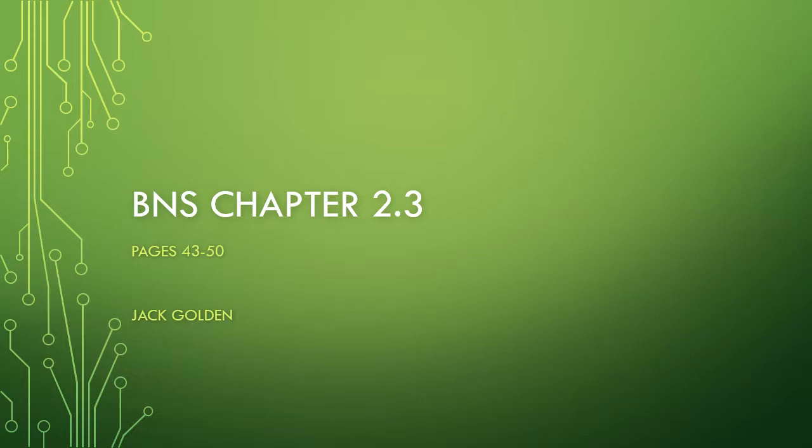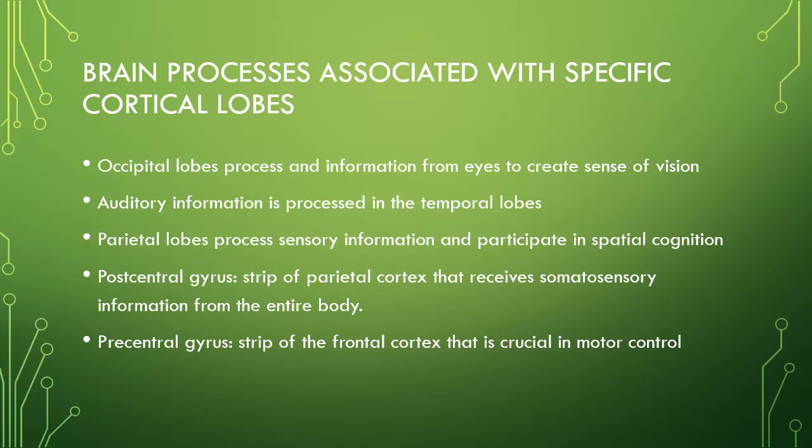I'm going to be covering chapter 2.3, which is pages 43 to 50. Brain processes associated with specific cortical lobes.